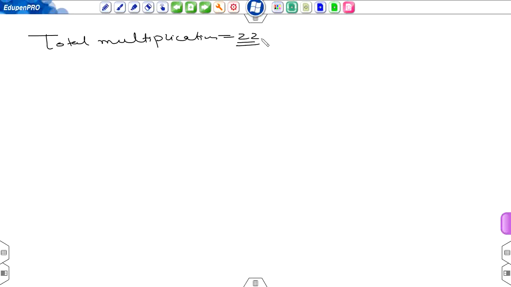Okay, so from 64 we have reduced the total number of multiplications to 22.